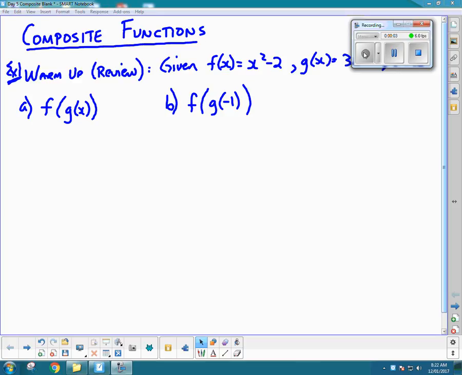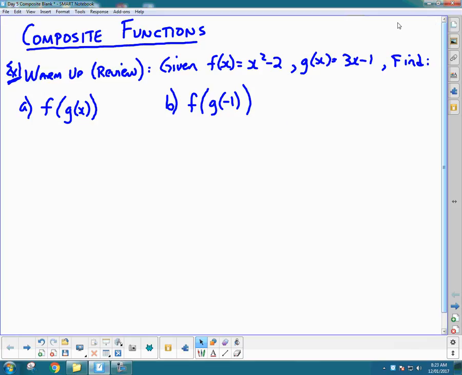Okay, so for the last 3 days, we've been looking at combination of functions, and we've been adding or subtracting them, or even multiplying them. And that way of combining functions is one way of doing it. Composite functions is another way to combine them, and we'll look at those. And this is where one function actually becomes part of the other function. It's inside the other function.